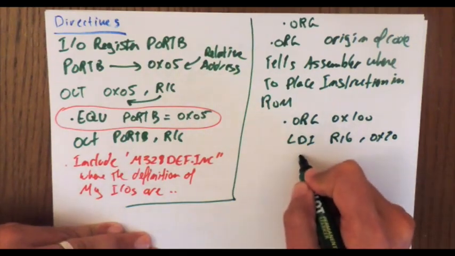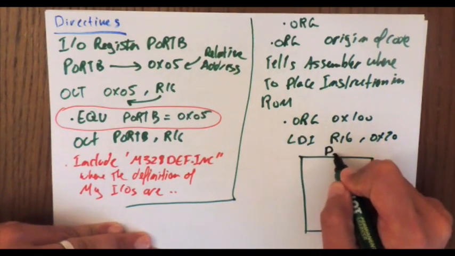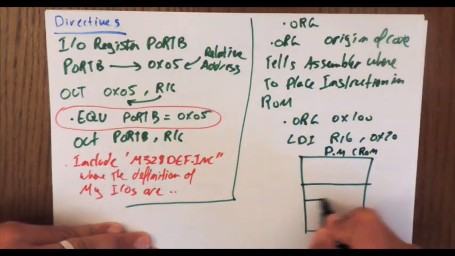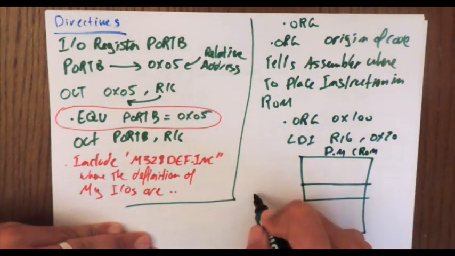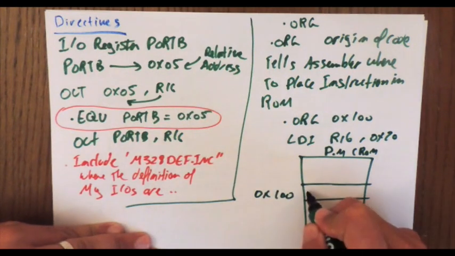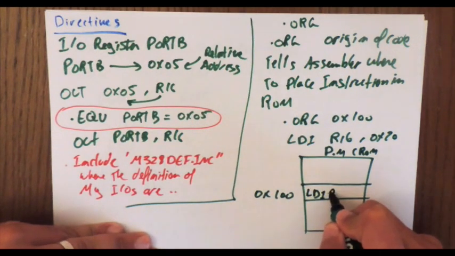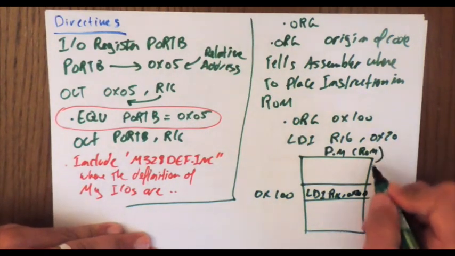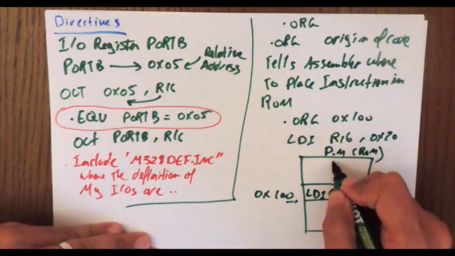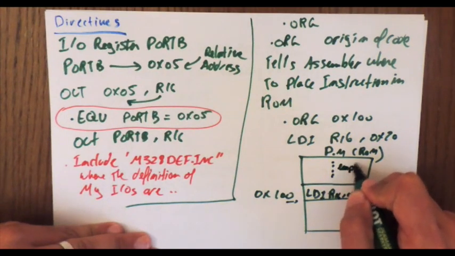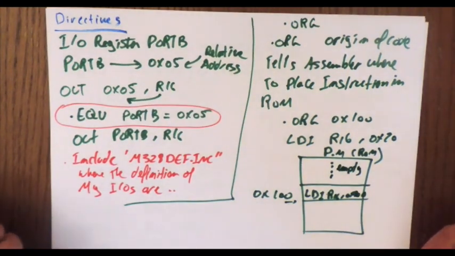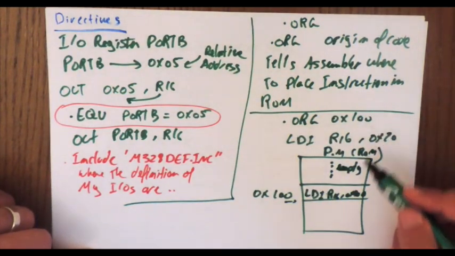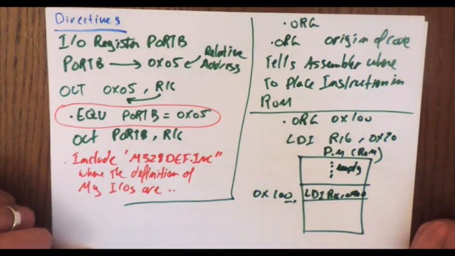So what happens is this is the program memory, the ROM, and it will start at 0x100 placing those instructions. So this is the ROM. So from here, and this will be empty or containing other codes. So .org tells the assembler where to place instructions inside the ROM.